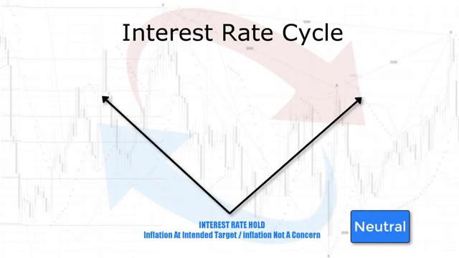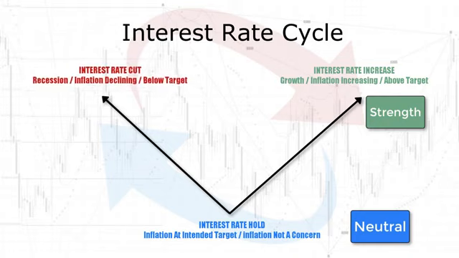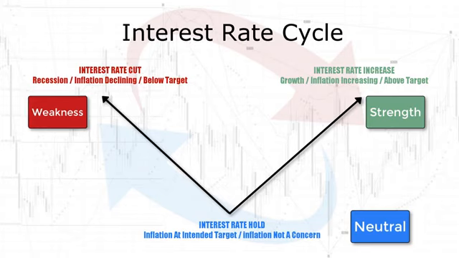If a central bank is keen to raise interest rates, this would indicate that inflation is increasing. Raising interest rates is usually applied when the central bank projects potential growth within the economy. If a central bank is focused on a cut in interest rates, this would indicate that inflation is in decline. Cutting interest rates is usually applied when the central bank projects potential contraction or recession within the economy.